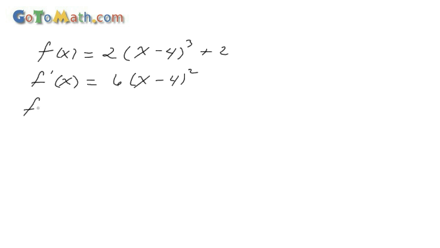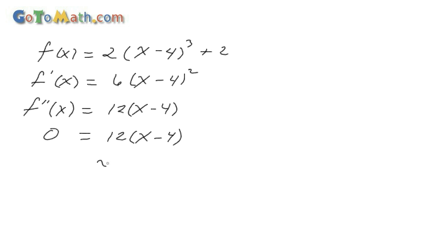Okay, so now we do the second derivative, and we end up with 12 times (x minus 4). And then what we'll do is set this equal to 0 and find the solution set. And of course, as you can see, x is equal to 4 here to make this 0. Alright, and then what we're going to do is once again do a number line. So we found the inflection point. This was pretty much the same thing.